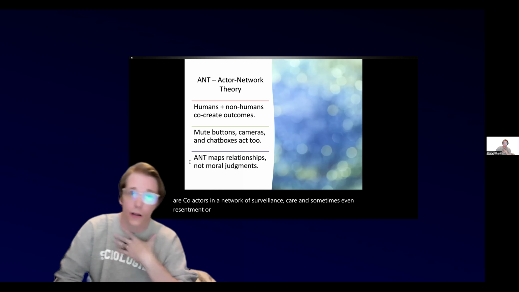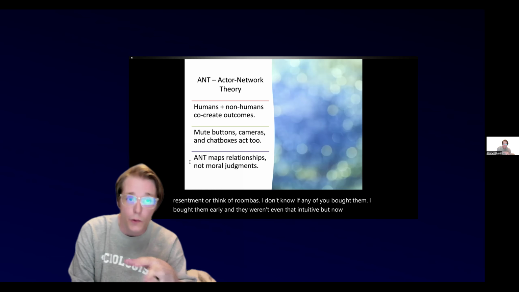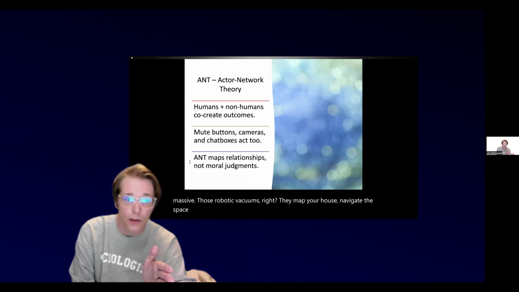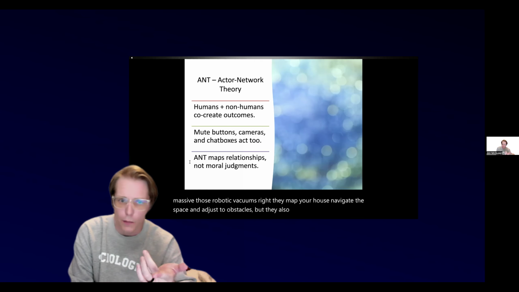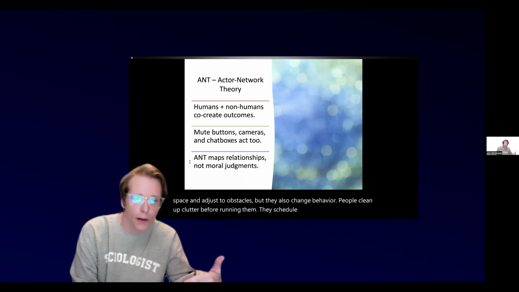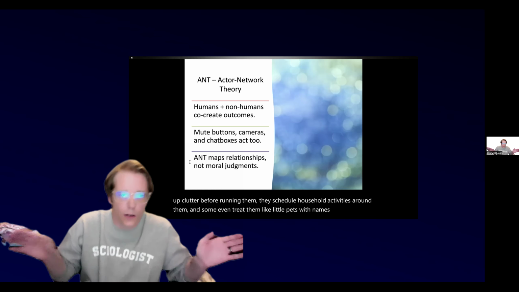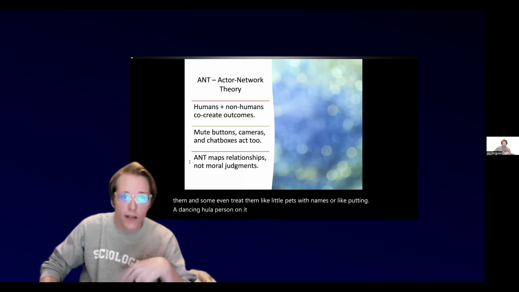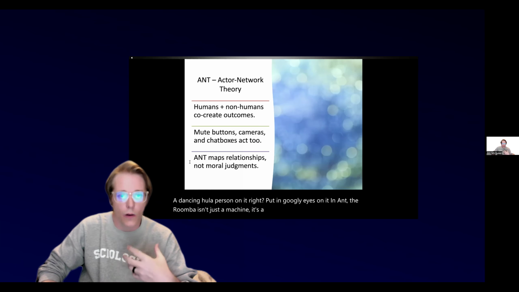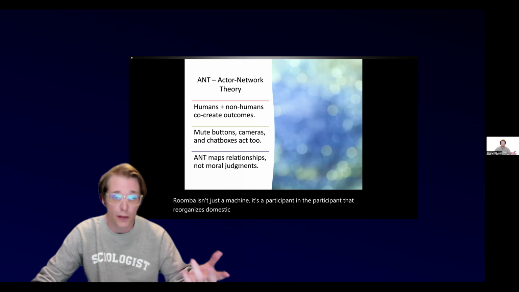Or think of Roombas. I don't know if any of you bought them. I bought them early and they weren't even that intuitive, but now they're massive. Those robotic vacuums, right? They map your house, navigate the space, and adjust to obstacles. But they also change behavior. People clean up clutter before running them. They schedule household activities around them. And some even treat them like little pets with names, or like putting a dancing hula person on it, right? Putting googly eyes on it. In ANT, the Roomba isn't just a machine, it's a participant that reorganizes domestic life. And some people even name them, right?